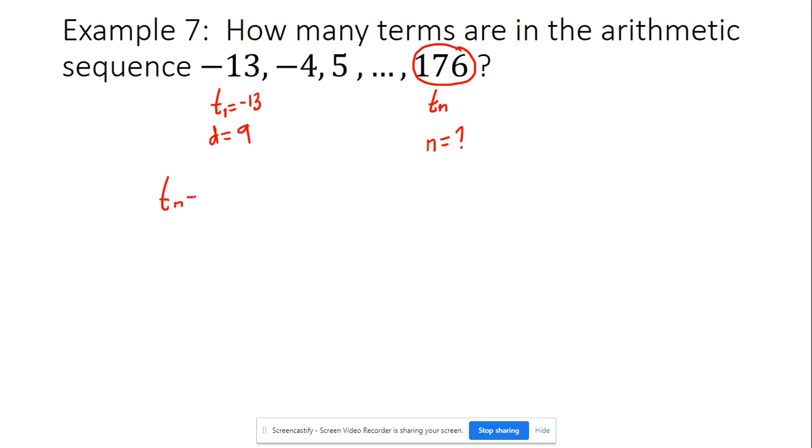We want to come back to our arithmetic sequence formula, and this is on your formula sheets, guys. You do not need to have this one memorized. And we're going to plug in everything that we know.